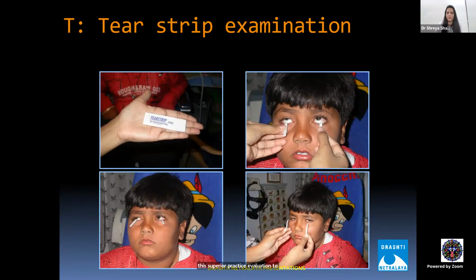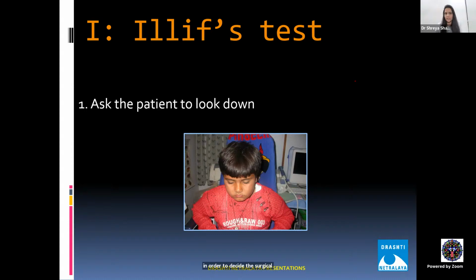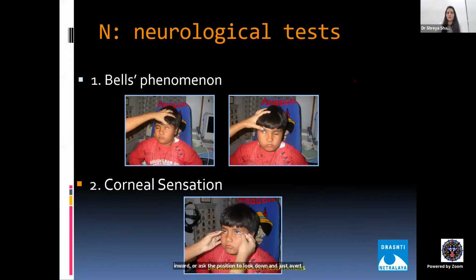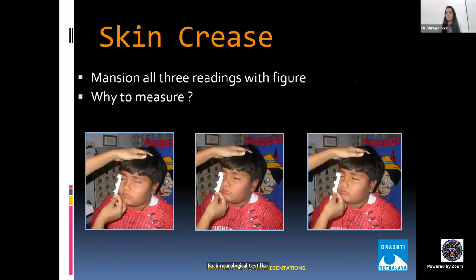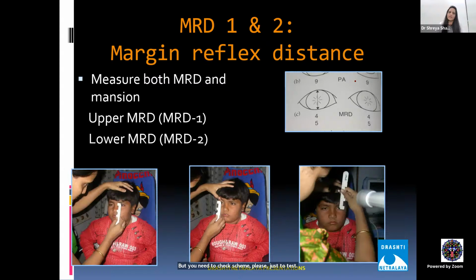Now, the phenylephrine test, when Müller's muscle is involved, or ask the patient to look down, evert the lid and see how many seconds it takes to go back. Neurological tests like Bell's phenomenon, corneal sensation, and yawning to check for jaw winking. Traumatic jaw winking acquired later on is very, very rare, but you need to check. Skin crease to decide your surgeries. Margin reflex distance, MRD1 and MRD2, has to be measured.